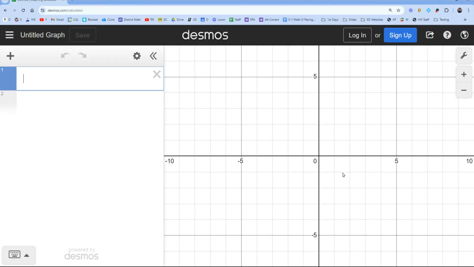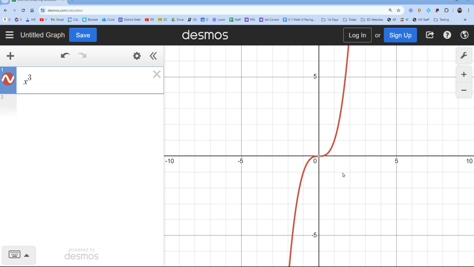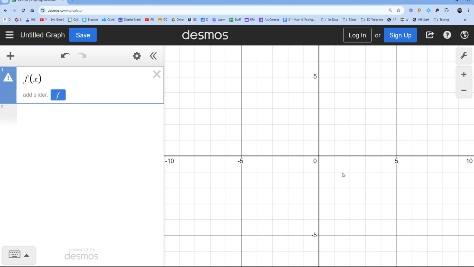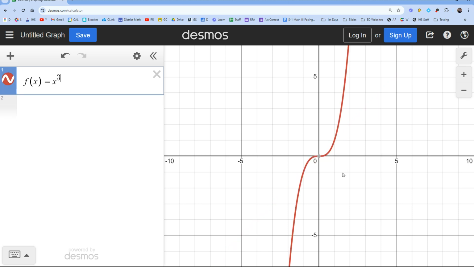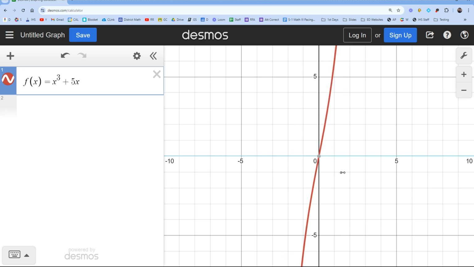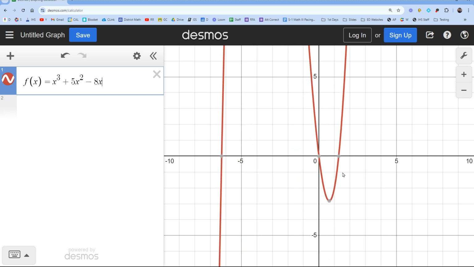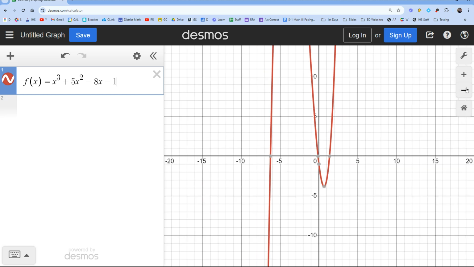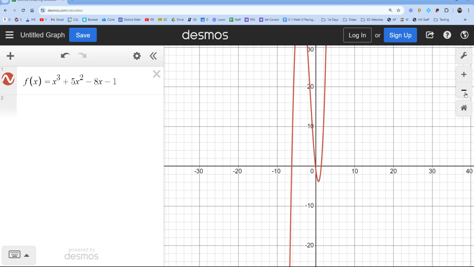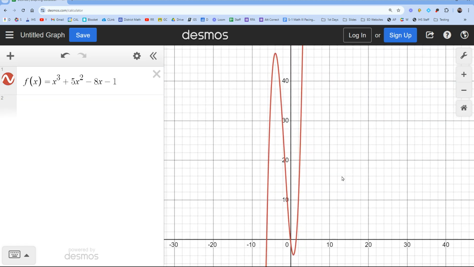If you want to go to Desmos so you can watch how I do it. So let me type it in: f of x equals x cubed plus 5x squared, subtract 8x, subtract 1. So I can see this graph, and I can press the minus sign to shrink it a bit, and then I can drag the graph so I can see the turning point.